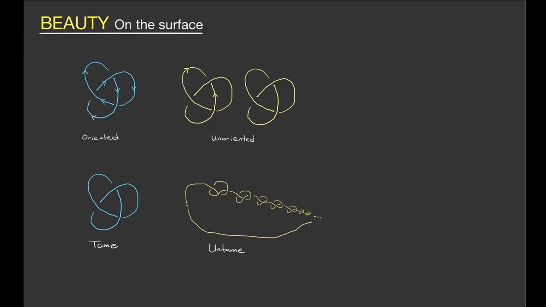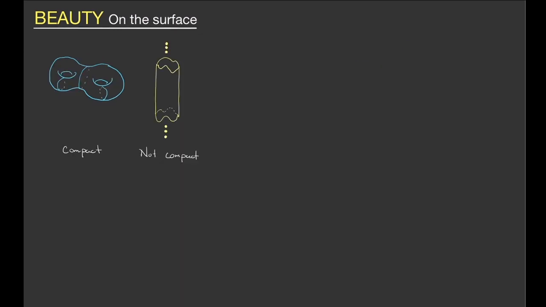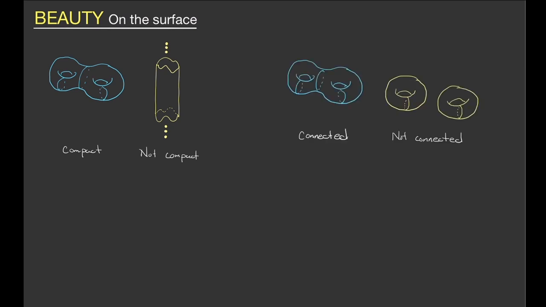You could extend the knot off to infinity. And one way to think about it is you have tame knots and then you have wild knots. To be compact means that we can simply fit it into a box with finite dimensions. To be not compact means that we have the manifold extending off to infinity or having other sort of similar strange behavior like this. If it is connected, it's essentially one piece.